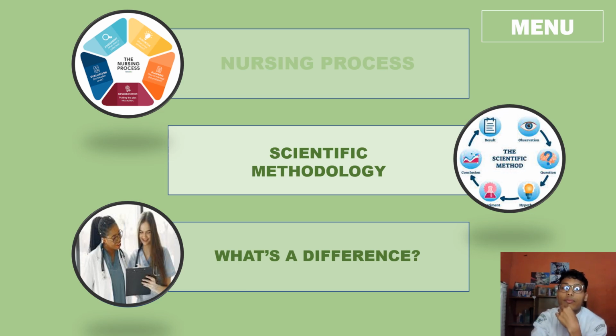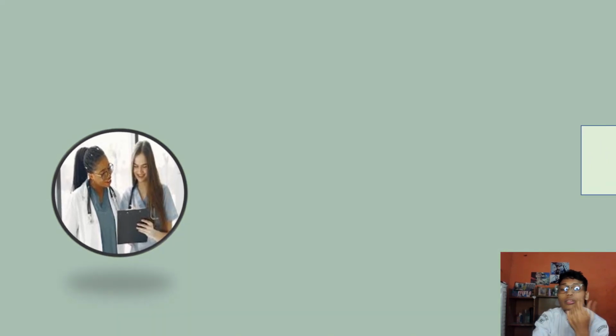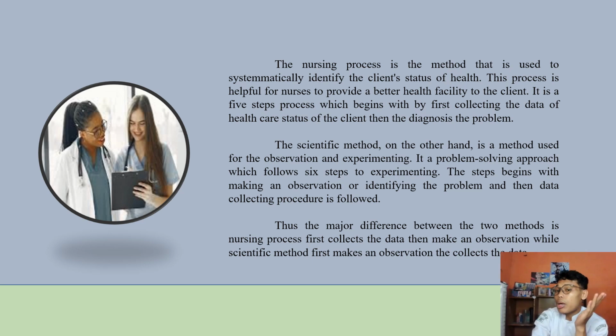We must know what the difference is between the nursing process and scientific methodology. I think the nursing process is a method that is used to systematically identify the client's status of health. This process is helpful for nurses to provide a better health facility to the client. It is a five-step process which begins by first collecting the data of the health status of the client, then the diagnosis of the problems.